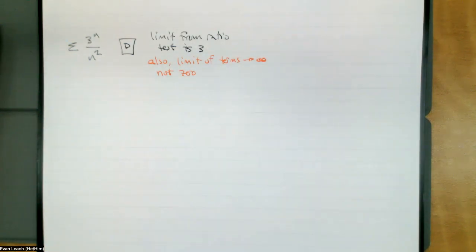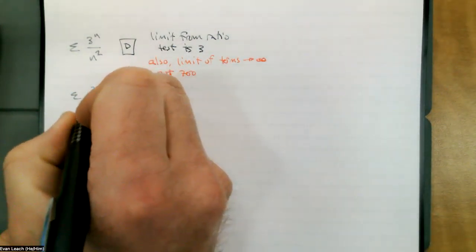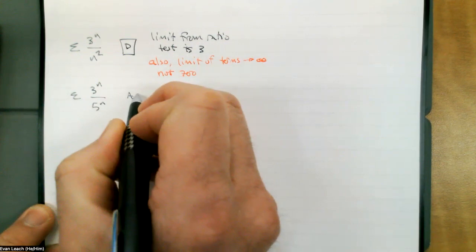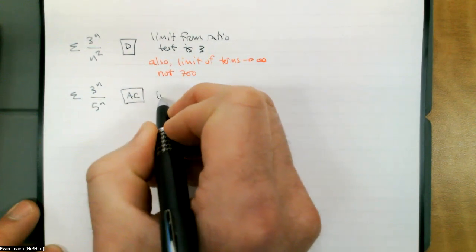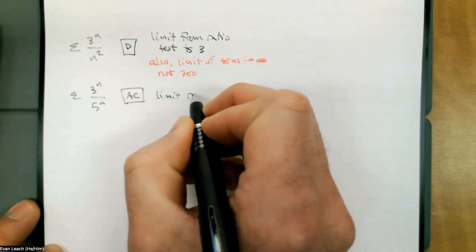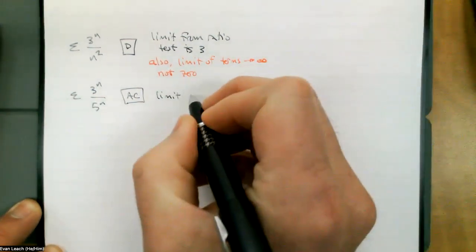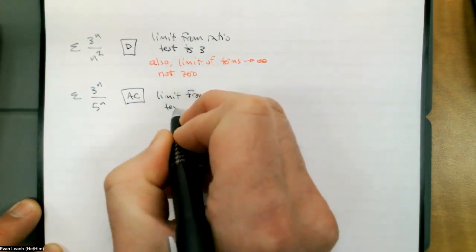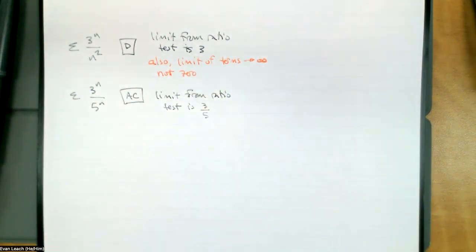Now we can balance out this 3 to the n. We think in terms of balance. Let's go from 3 to the n. Let's put in the denominator of 5 to the n. And we're back to absolute convergence. The limit from the ratio test is 3/5. 3/5 is less than 1. This series is absolutely convergent.